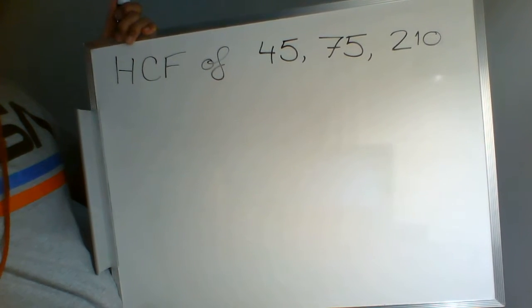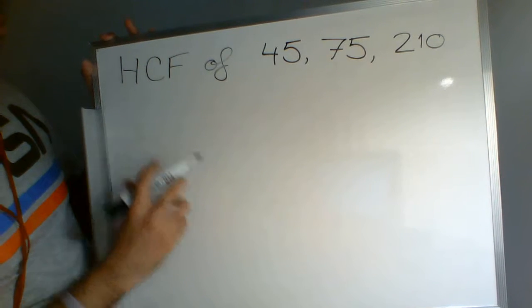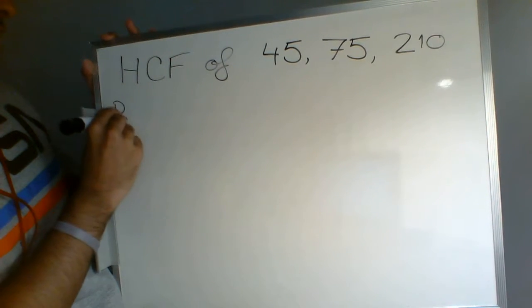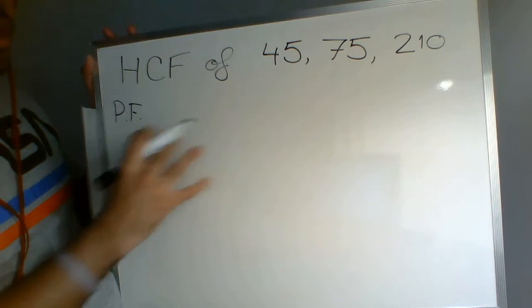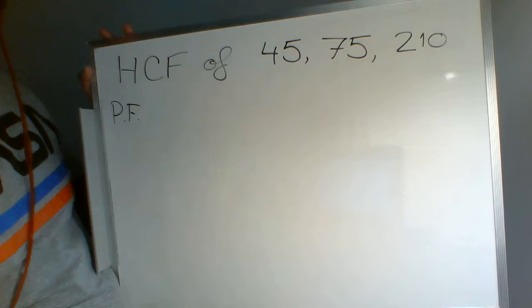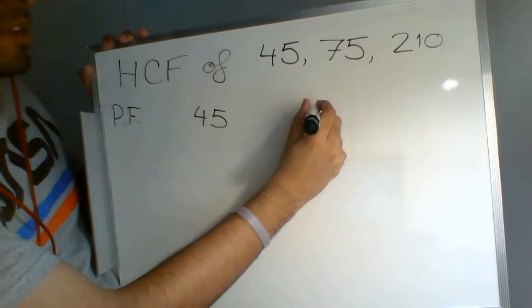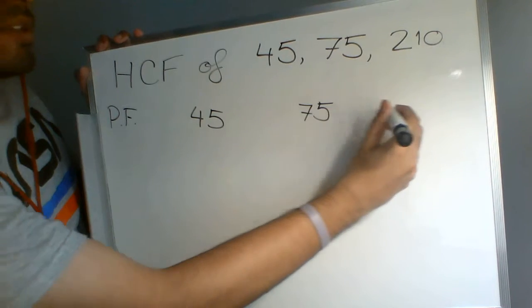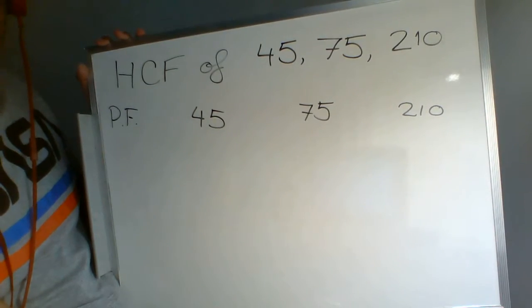Alright, so we're going to try and find this HCF right here. If we do it with prime factorization, I'm just making this little note of PF for prime factorization so that you guys can remember the name of the one that we're doing. For that we're going to start by listing those 3 numbers, and we're going to try and build their factor trees. So we got our 45, we got our 75, and we got our 210.